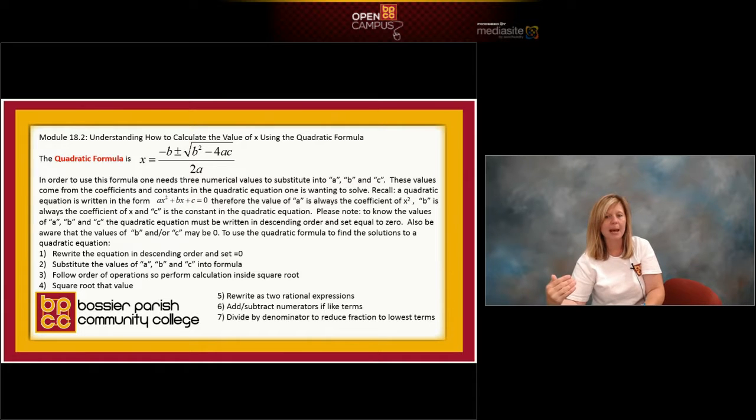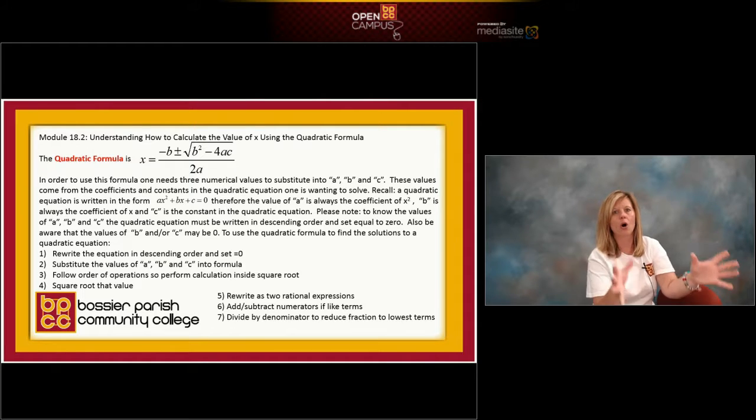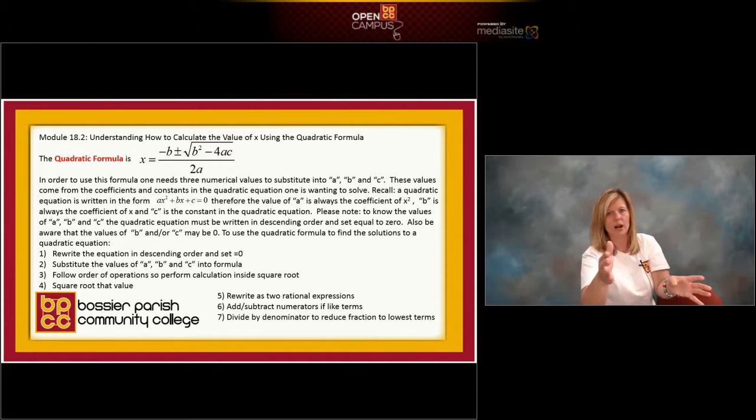So these are the steps on how you use the quadratic formula to solve a quadratic equation. Now, I know when you look at the PowerPoint, you're going to be like, oh my gosh, there's 7 steps. But really, it's not that bad. So step 1 is, I'm going to give you a quadratic equation. You're going to make sure it's in the correct descending order and it's set equal to 0. All the terms are on the left side in the correct order. Then you're going to get your values of a, b, and c and substitute them into the formula. So that's not hard. We know how to do that.